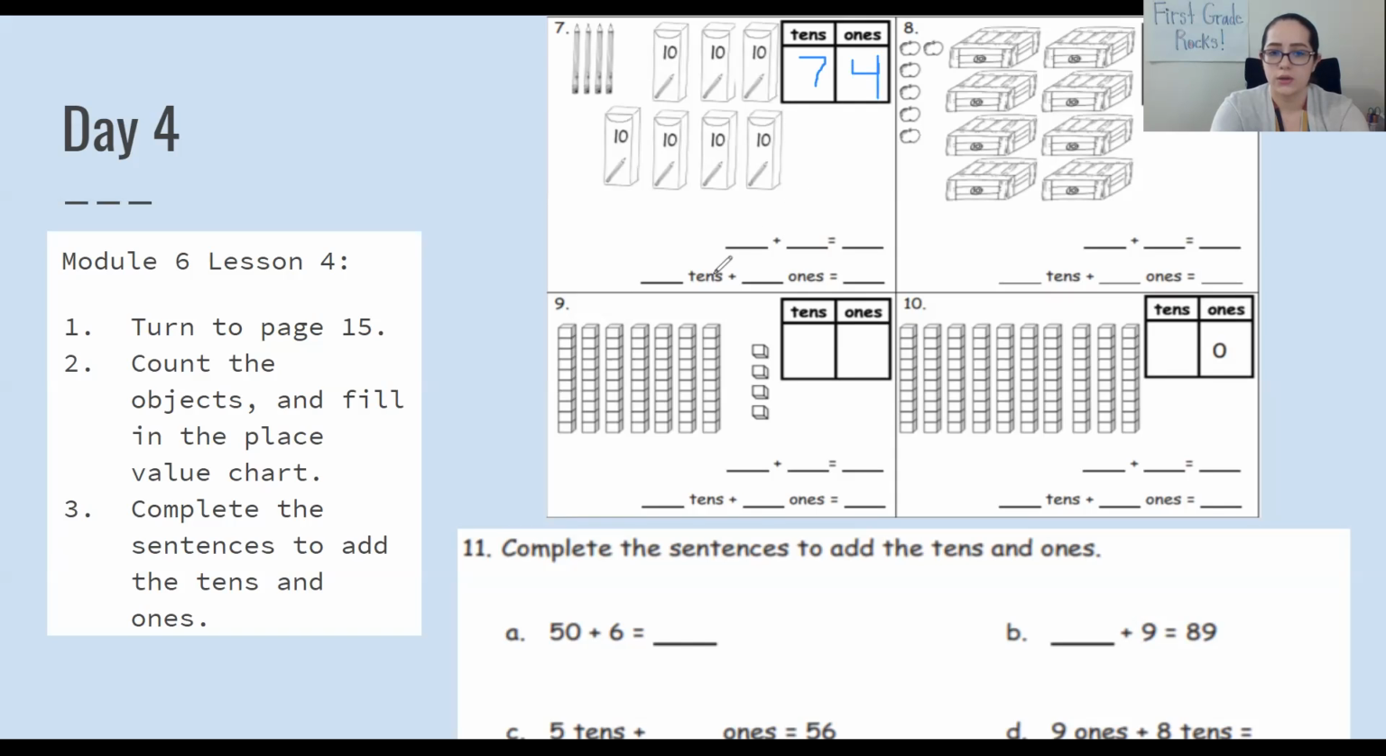Okay, and now let's go ahead and complete our sentences here at the bottom. So 7 tens is the same thing. I can't write the number 7 because that's not how much 7 tens is worth. So let me go back and count how much that is. So 10, 20, 30, 40, 50, 60, 70.